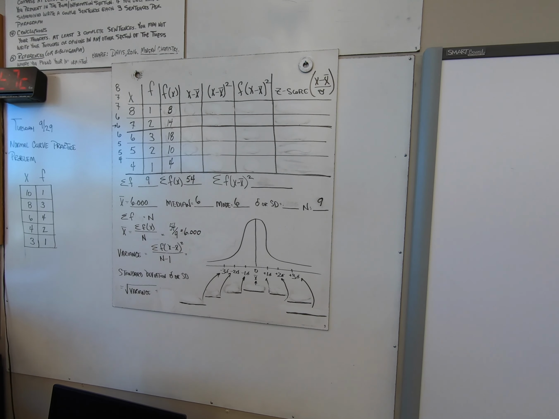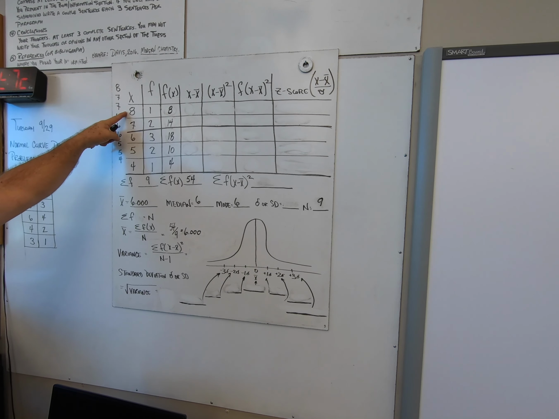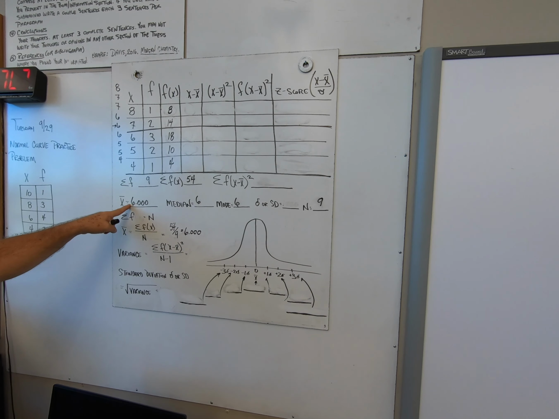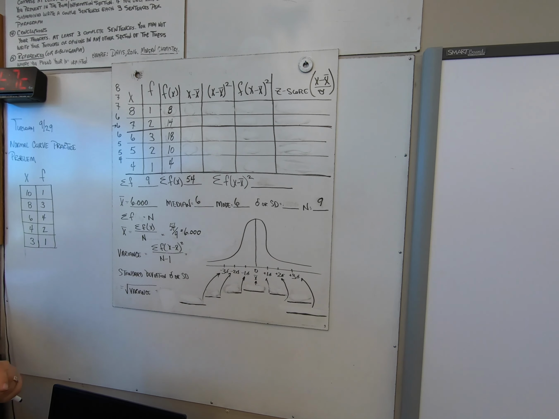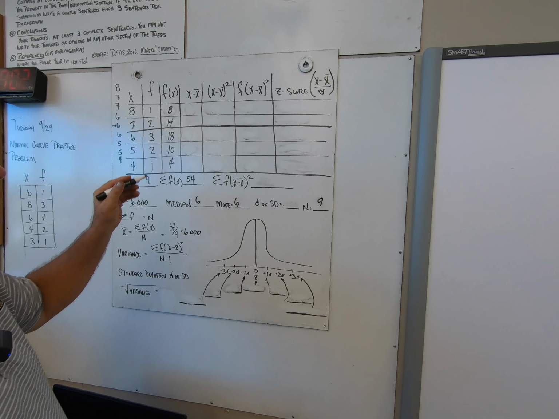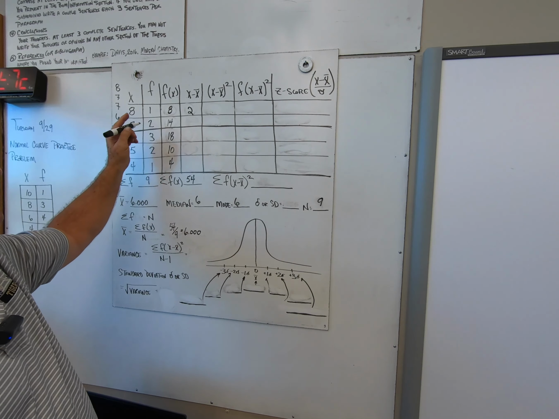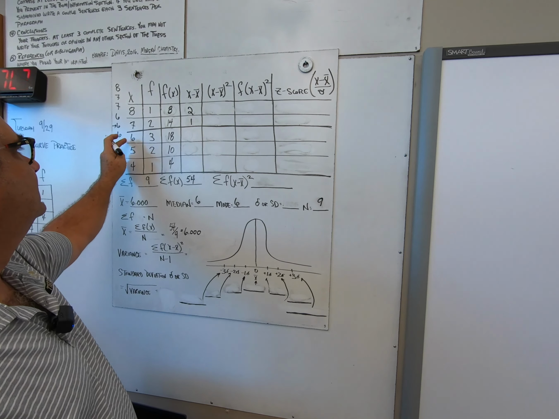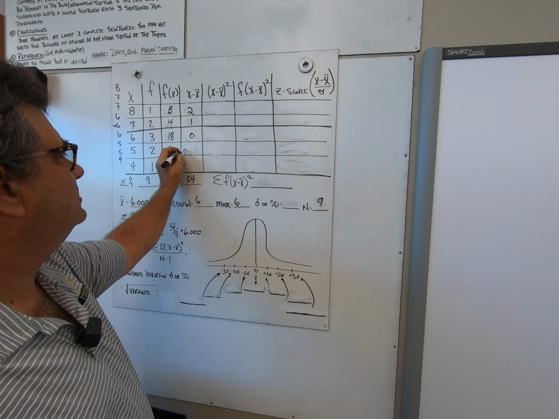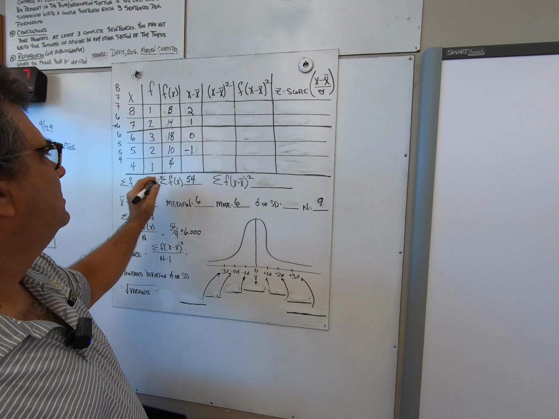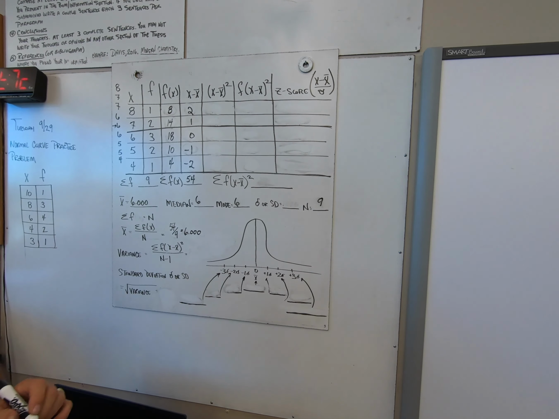We can now fill the grid out. X minus X bar. X is 8. The mean, or X bar, is 6. So 8 minus 6 is what? 2. Yep. 7 minus 6 is 1. 6 minus 6 is 0. 5 minus 6 is -1. We use the negatives here. And 4 minus 6 is -2. We got that column done.